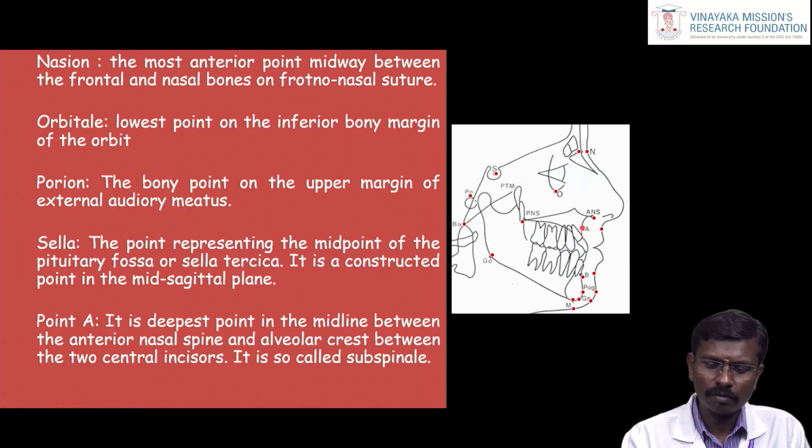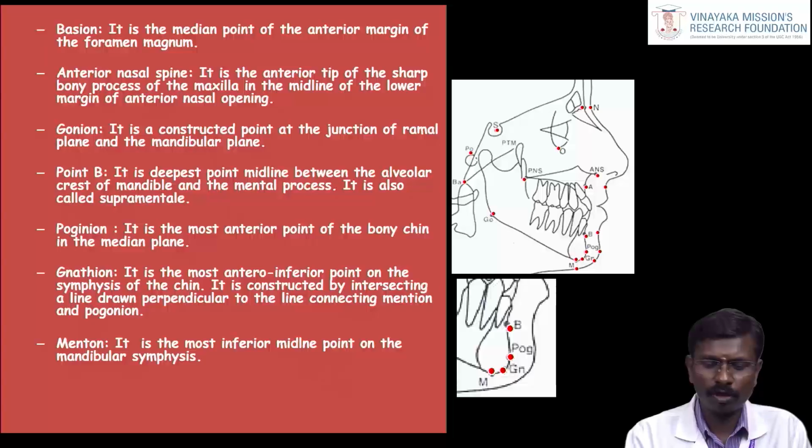So the next one is the point A. It is the deepest point in the midline between the anterior nasal spine and the alveolar crest between the two central incisors. The other name of the point A is the subspinale. The point A represents the maxilla. The next one is the basion point. It is the median point of the anterior margin of the foramen magnum. That foramen magnum is down there, and that anterior point is called the basion.